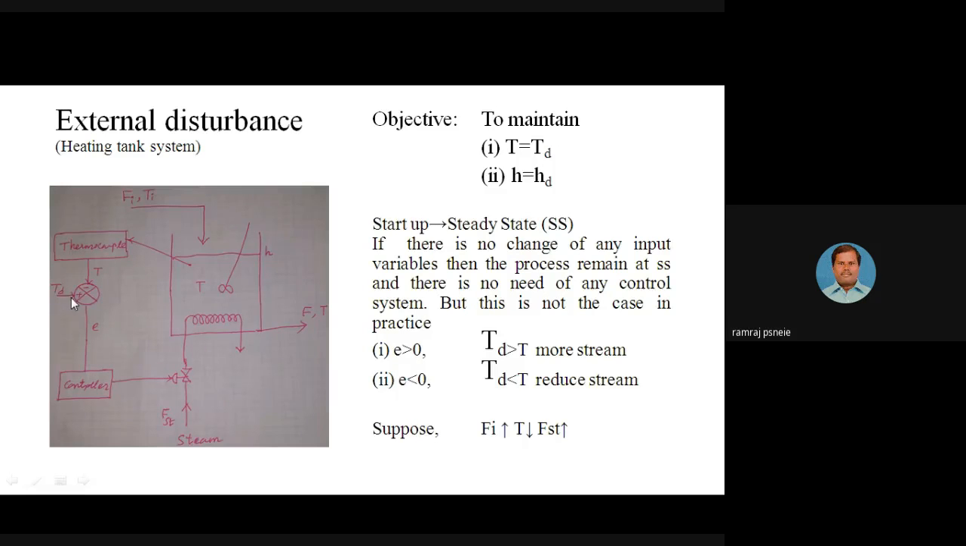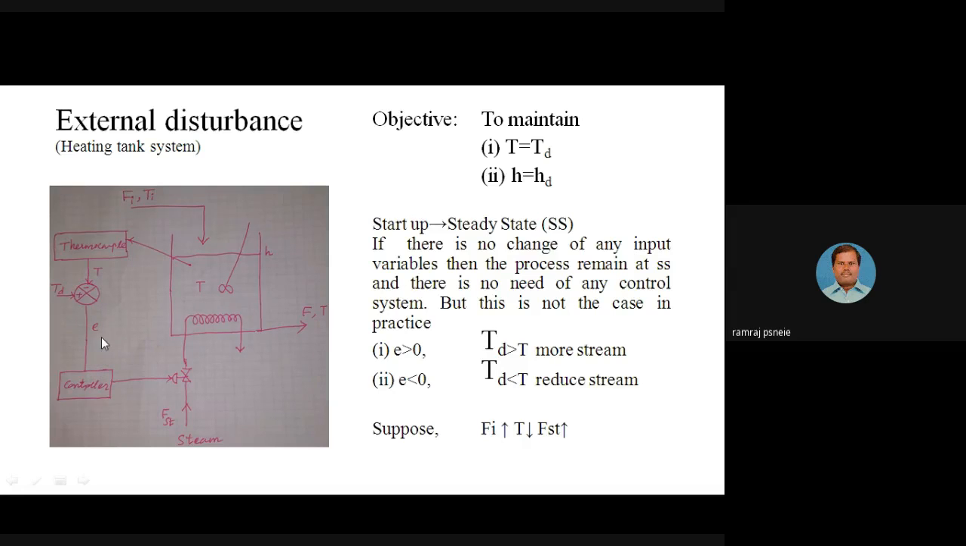There you are giving your desired temperature value, so that comparison will be taking place: T suffix D minus T. That deviation value E comes out here. That error value is given as input to the controller.